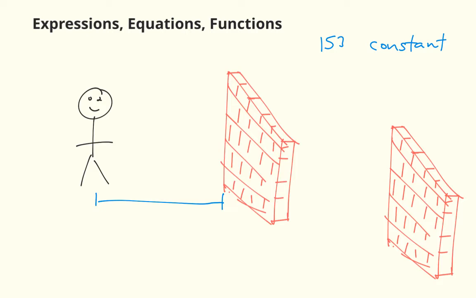Maybe, however, we're not sure how far I am away from the wall. In fact, sometimes I move around in front of the wall. Then we have to come up with something that represents how far away I am from the wall, but we're not really sure what it is, right? You know what to do then. You would say, well, we're going to make that a variable. And we might, in this case, call our variable d.